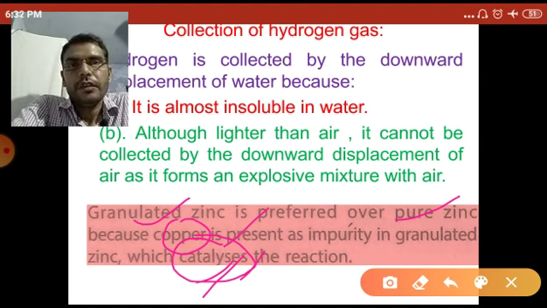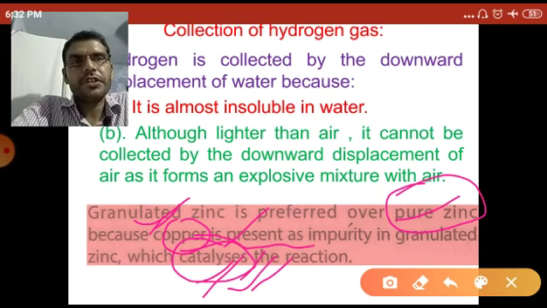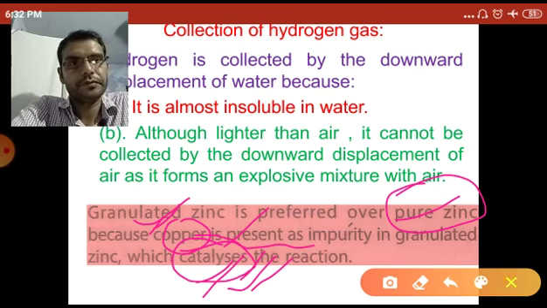So if we use granulated zinc, the granulated zinc has copper as an impurity, and that copper acts as a catalyst and increases the rate of reaction. So never use pure zinc. So we prefer granulated zinc over pure zinc for this reaction.